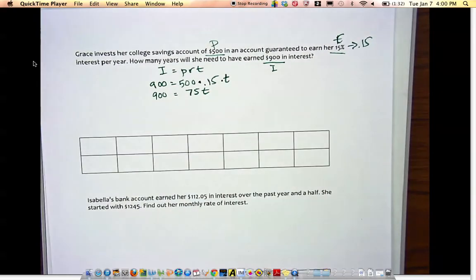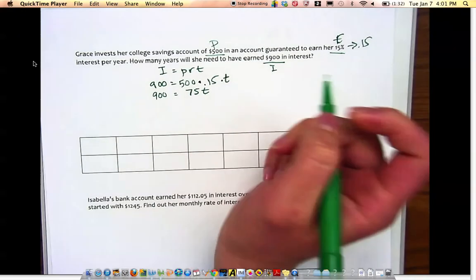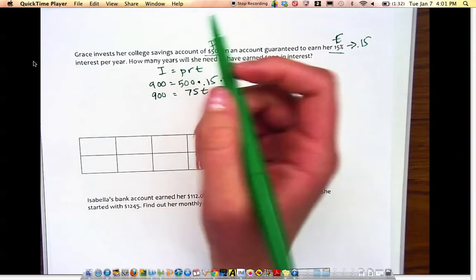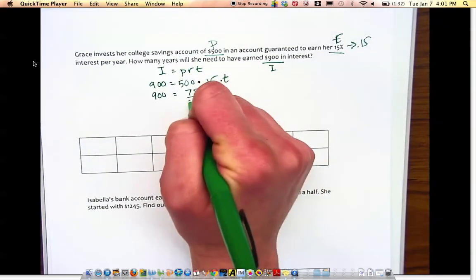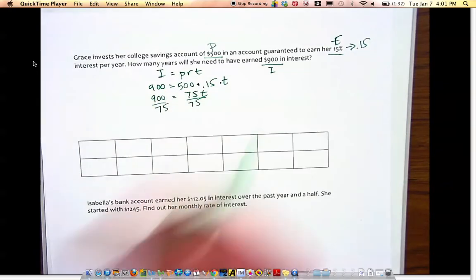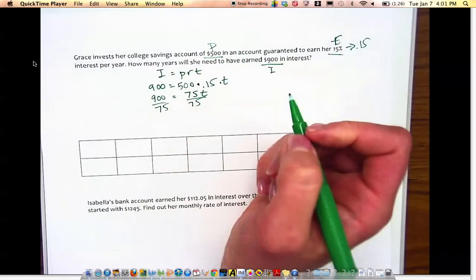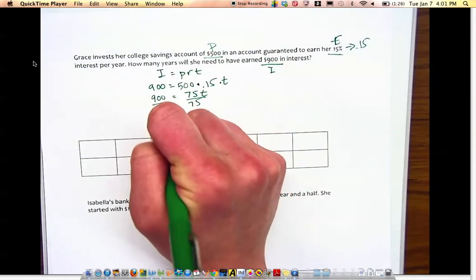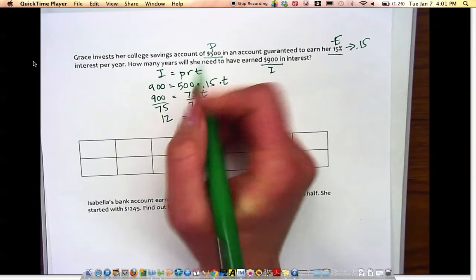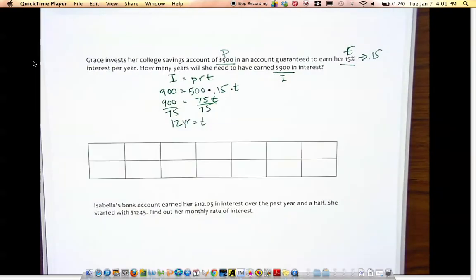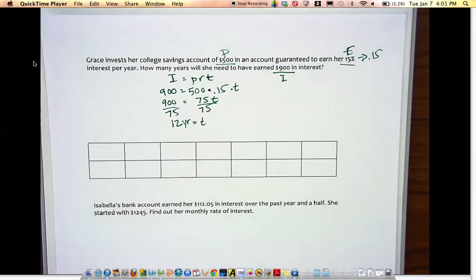Now what I need to do is divide both sides by 75 to find out how much time this is, how many years this is, because it says this is per year. So divide by 75, divide by 75. When I do 900 divided by 75, I get T equals 12. Again, I'm using a calculator. So 12 years is how long Grace needs to wait in order to have earned $900 in interest.